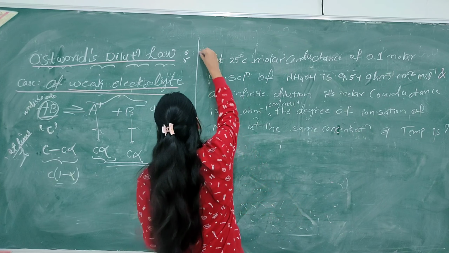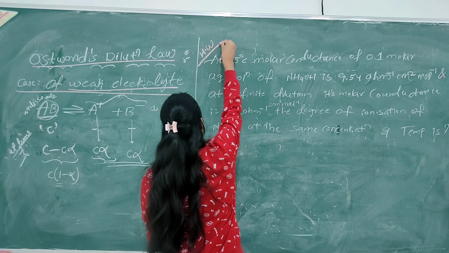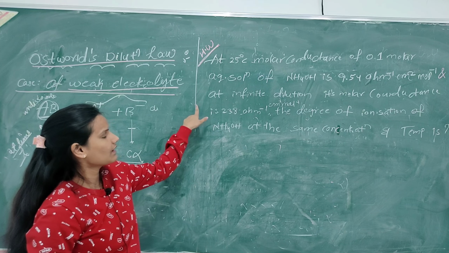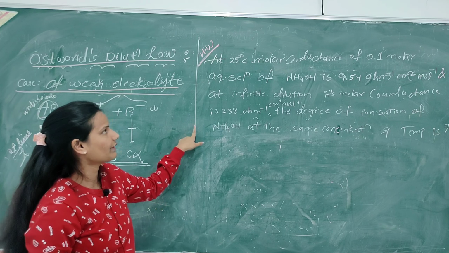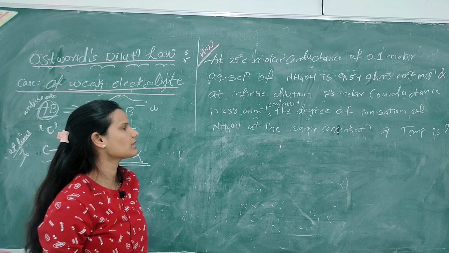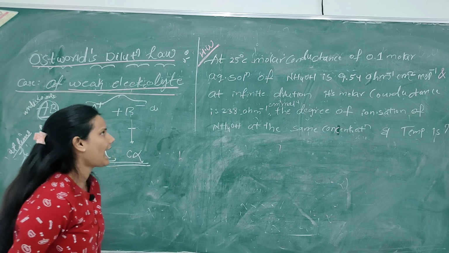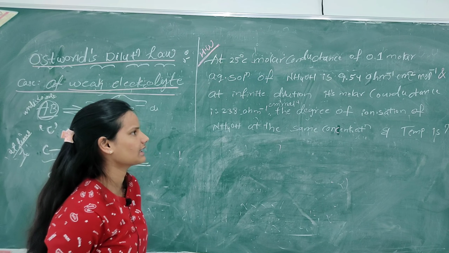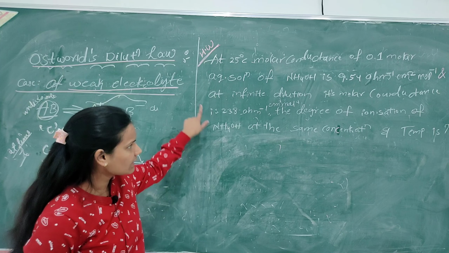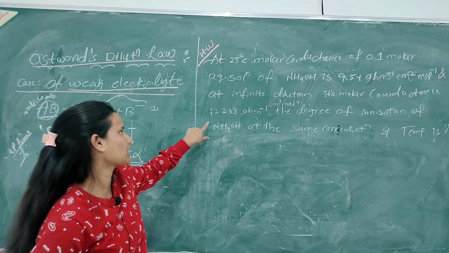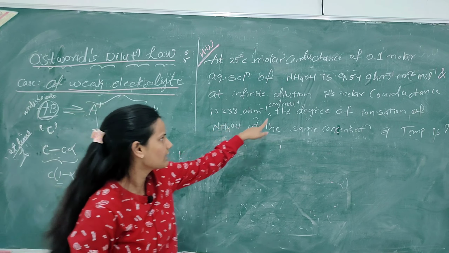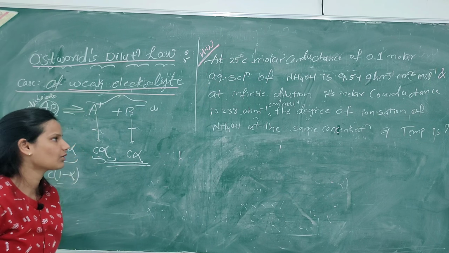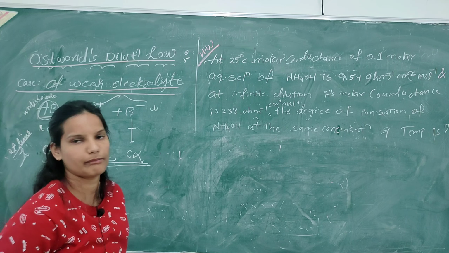Now homework question time. Okay, so this is a homework question. At 25 degrees Celsius, molar conductance of a 0.1 molar aqueous solution of ammonium hydroxide is 9.54 ohm inverse centimeter square mole inverse, and at infinite dilution its molar conductance is 238 ohm inverse centimeter square mole inverse. The degree of ionization of ammonium hydroxide at the same concentration and temperature is?